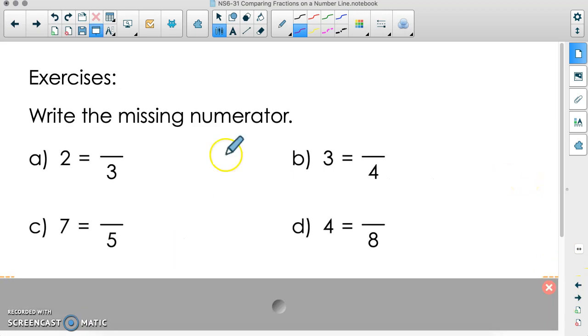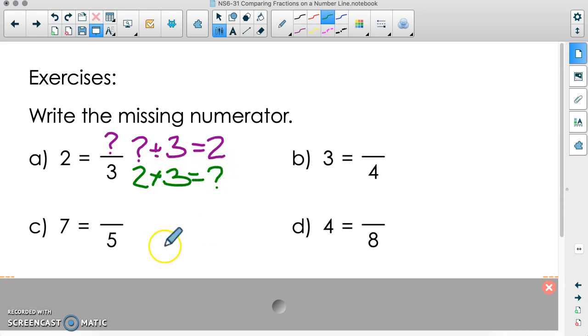So we're going to write the missing numerator. Okay, so here we're given 2, which equals blank over 3. So how do we solve this? Well, what is this missing number? Okay, so the missing number divided by 3 is going to equal 2. Well, you're going to do the opposite operation. So 2 times 3 is going to give you your missing number. So what is 2 times 3? The missing number is going to be 6. Give B, C, and D a try, and then resume your screencast.